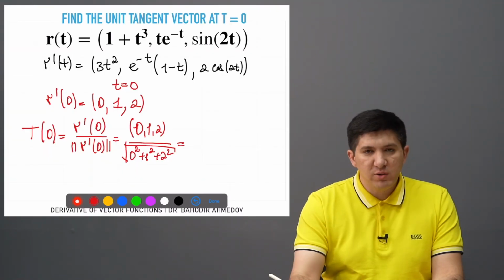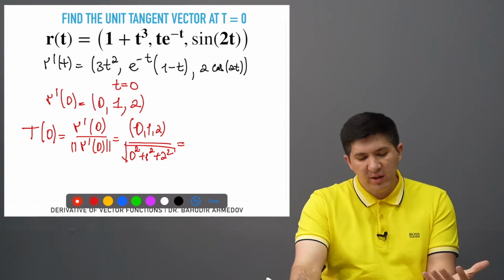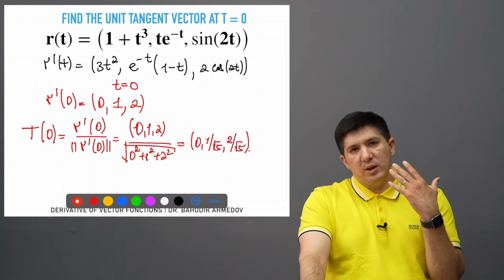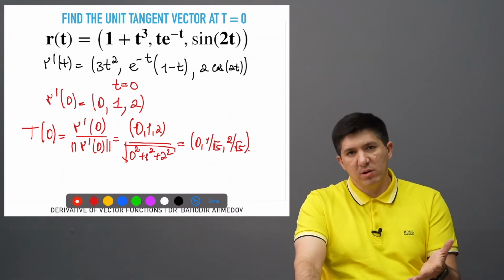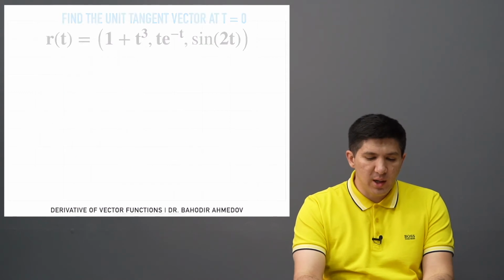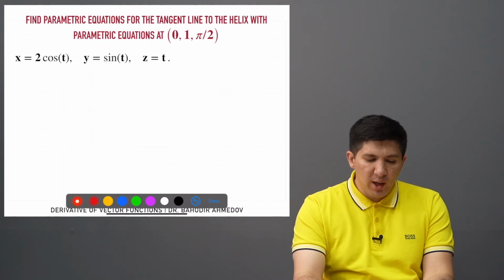So if I divide the components of the vector by the square root of 5, it is going to be equal to 0, simply, 1 divided by the square root of 5, and 2 divided by the square root of 5. Well, that's going to be the unit tangent vector to this curve at the point t equal to 0. And that's how we are going to do the calculations. Well, let's do one more calculation.